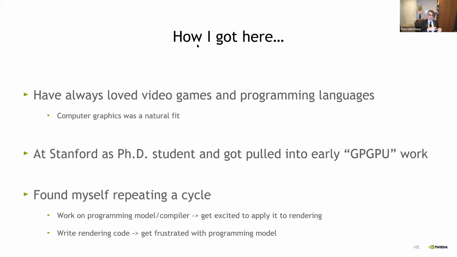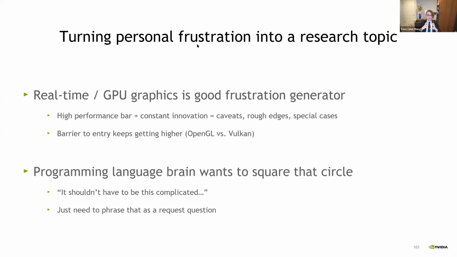And then I'd come around and start doing a rendering problem and implementing it in one of the programming models or compilers that I'd worked with. And I'd get frustrated because the programming model did not have all the things I needed to get the job done the way I wanted to. And so I'd come back to the top of that cycle. And so really for me, the process of finding this research topic and getting into this space was about turning my personal frustration at the tools I tried to use to do real-time rendering into a research topic.